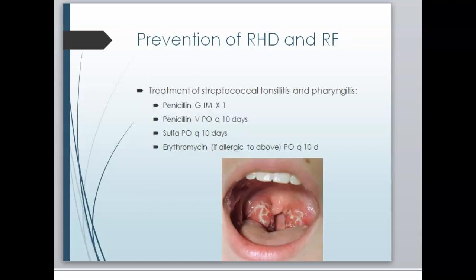Prevention of RHD and rheumatic fever. Treatment of streptococcal tonsillitis and pharyngitis. So usually they give penicillin G, IM, times 1 dose, where they don't usually give that. Most of the time they're giving penicillin or amoxicillin by mouth for 10 days. And they sometimes will give sulfa PO for 10 days. If allergic, they will give erythromycin PO for 10 days. But I know one of my children would not take the medication by mouth, so they did give the IM injection times 1.